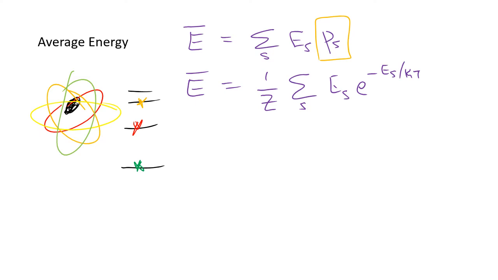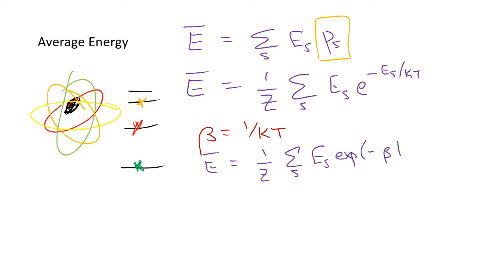Now, just for convenience, I'm going to define this thing beta as 1 over KT, so I don't have to keep writing things in the denominator. This is a common abbreviation to use. So my average energy, I could then write as 1 over the partition function, sum over all configurations of the energy in that configuration, times the exponential of minus beta E_s. Good. Okay, so that's fine, and it's not particularly interesting.